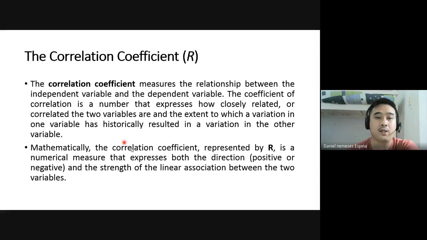So mathematically, the correlation coefficient is represented by letter R. It is a numerical measure that expresses both the direction. So if the result is positive, it's directly proportional, or it could be a negative correlation coefficient. So it denotes opposite direction or inversely proportional. And it also measures the strength of the linear association between the two variables. So how closely related they are.